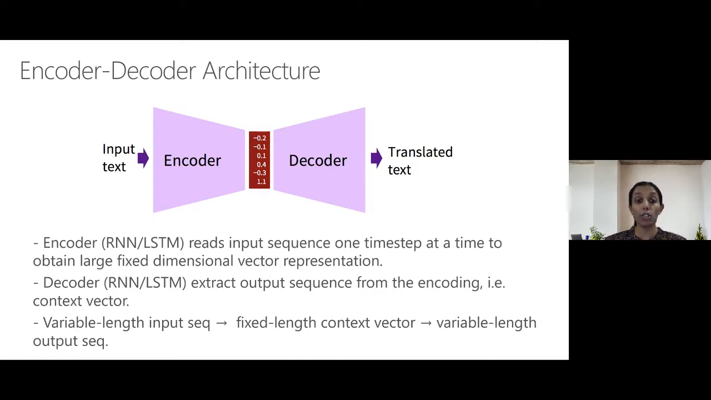Then the decoder, which would also be an RNN or LSTM, can extract the output sequence from the encoding, that is, this context vector. So now what you see is the variable length input sequence gets converted into a fixed length context vector, and then that gets reconverted into translated text, which could be a variable length output sequence. So this gives that little flexibility which is needed in languages and language translation.